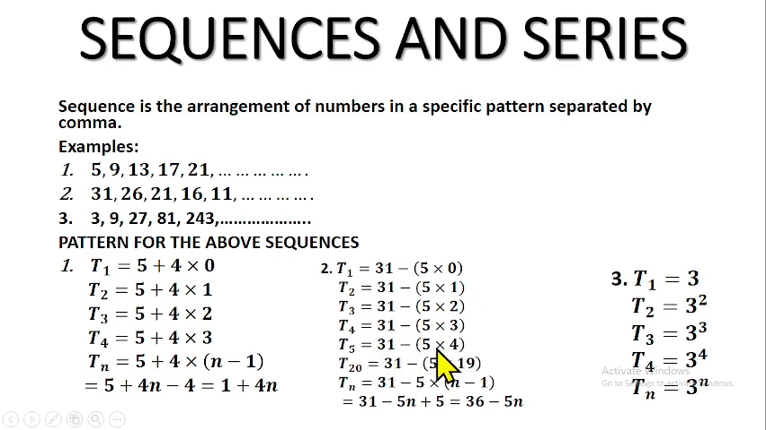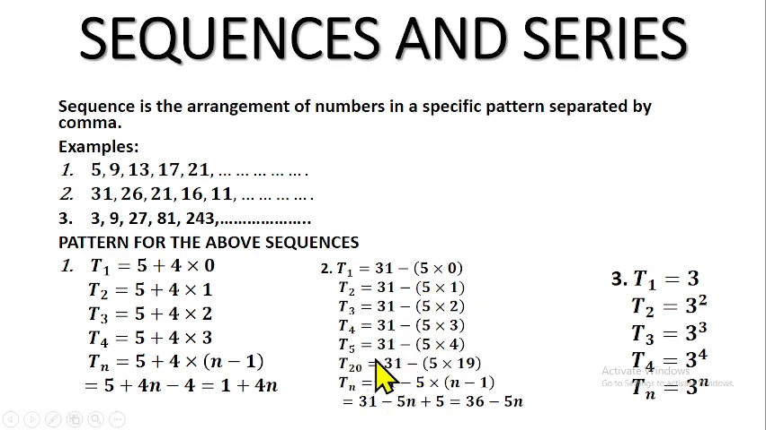31 minus 20 will give us 11. Then the next one will be 5 times 5, which is 25. That will be the 6th term. 31 minus 25, sorry, that should give us 9. And so on like that.